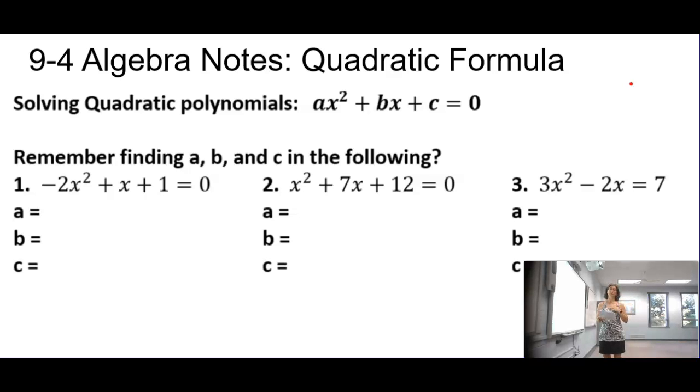Okay, 9-4. 9-4 is the quadratic formula. You need to be very, very careful in this. You need to listen and you need to pay attention to your signs. If you lose a sign, you're going to get a wrong answer.